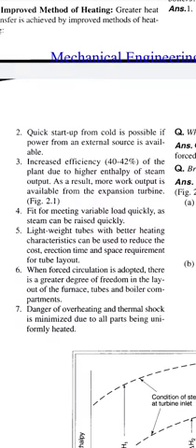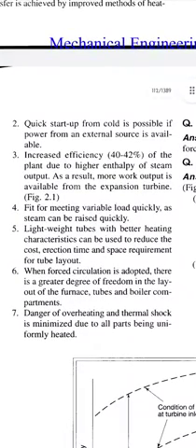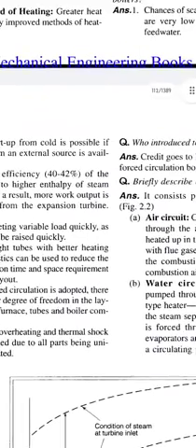5. Lightweight tubes with better heating characteristics can be used to reduce the cost, erection time and space requirement for tube layout. 6. When forced circulation is adopted, there is a greater degree of freedom in the layout of the furnace, tubes, boilers, compartments. 7. Danger of overheating and thermal shock is minimized due to all paths being uniformly heated.